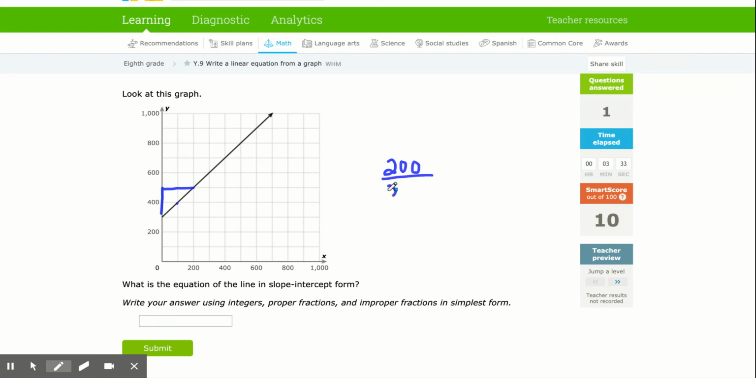That means my slope is, guess what? My slope is a value of 1. Right? That's what m is, or my slope. So I'm going to type in y equals 1x. Now, do I need to type the 1 in front of the x? I don't have to, but it won't mark you wrong if you do. And then I look to see where I'm crossing the y-axis. I'm crossing the y-axis at 300, at positive 300. So I put plus 300.